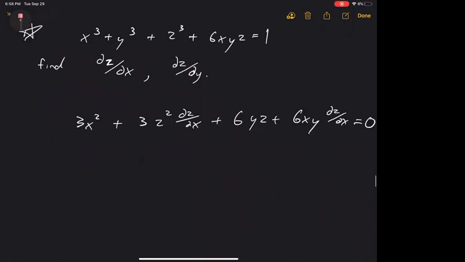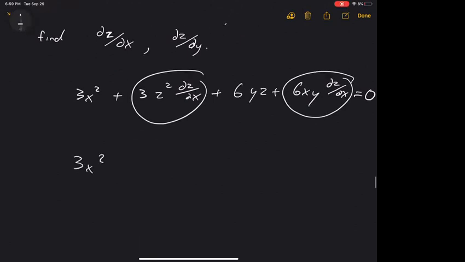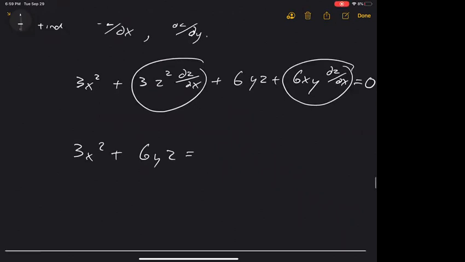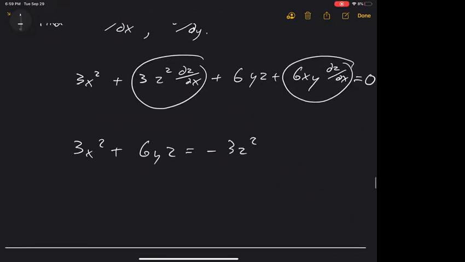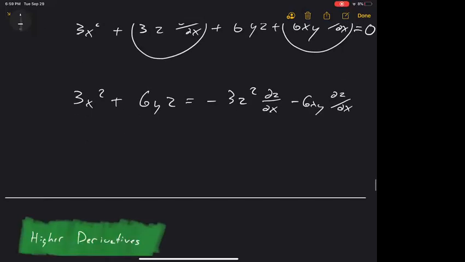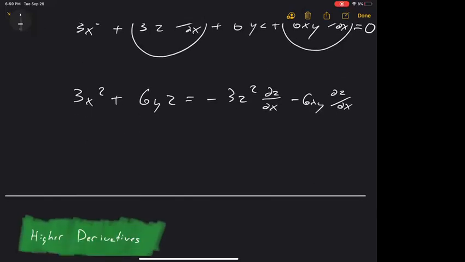Let's collect all our dz/dx terms and take them to the other side of my equal sign. So I have 3x squared plus 6yz equals negative 3z squared dz/dx, partial z partial x, minus 6xy dz/dx.